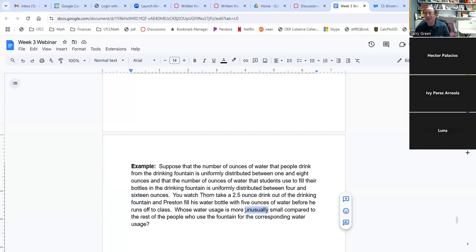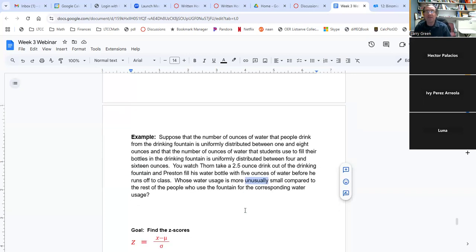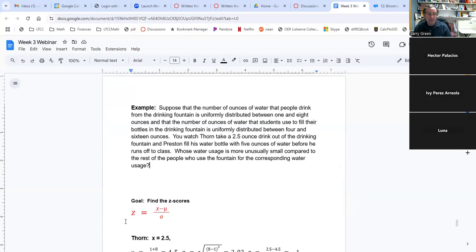The Z tells you how unusual a value is when you can get the mean and standard deviation. So what we're going to do is compute the Z score, and whoever has a Z score that's more unusual, which means farther from zero, is going to be more unusual. And usually small means a very small negative number. So if you remember, the Z-score formula was X minus mu over sigma. Do you remember that?